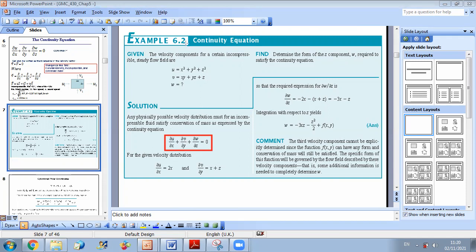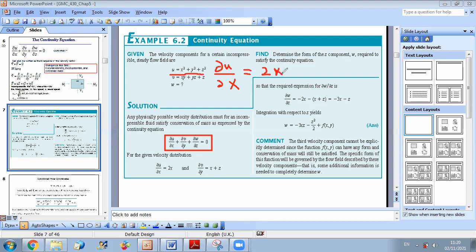We have the expression of u. So when we say del u by del x, this means that we want to calculate the partial derivative of u with respect to x. Del u by del x is equal to 2x.